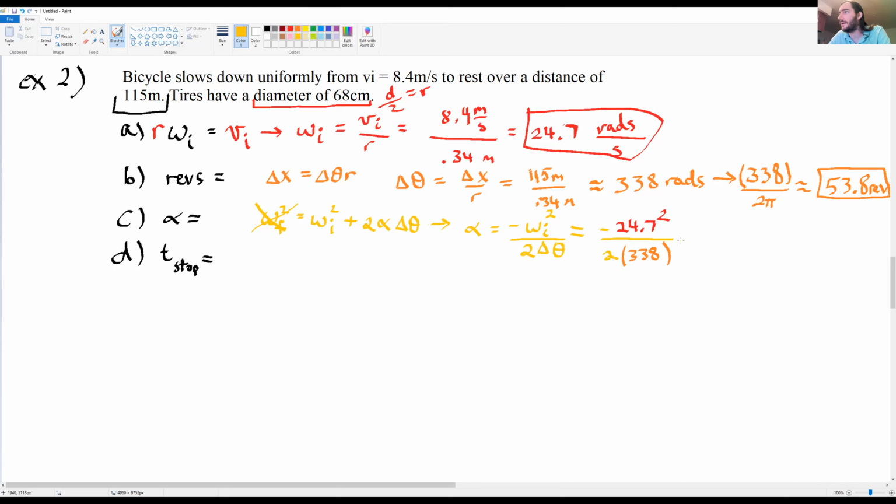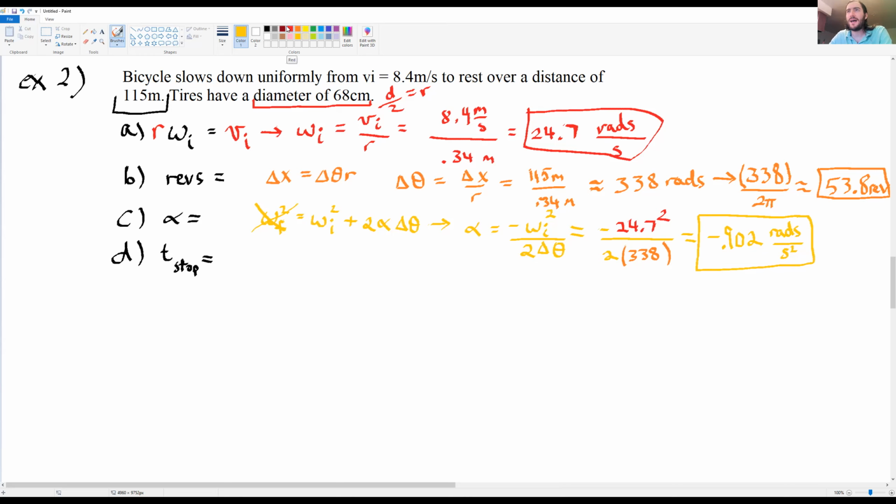So what we get in the end here, and I'll just cheat, I see the answer right over here. It's minus 0.902, and the units are radians per second squared. Go ahead and box that one.